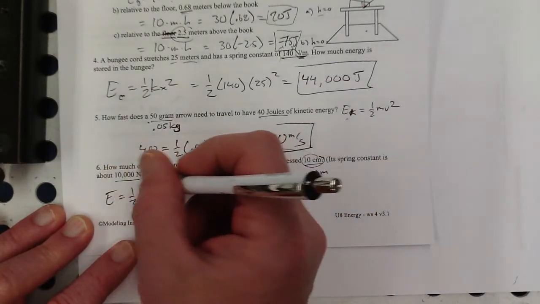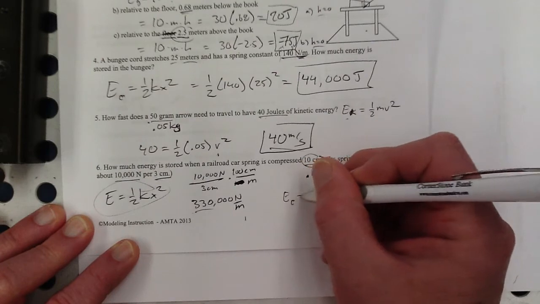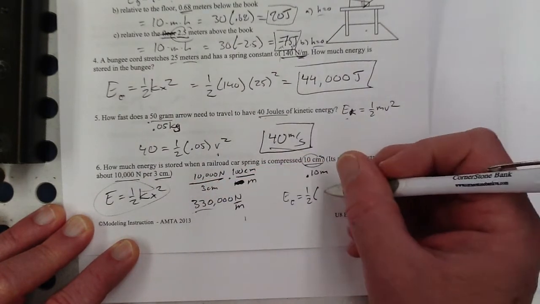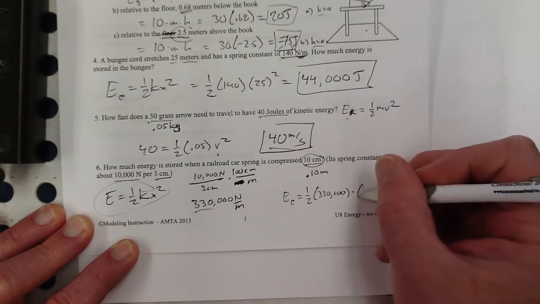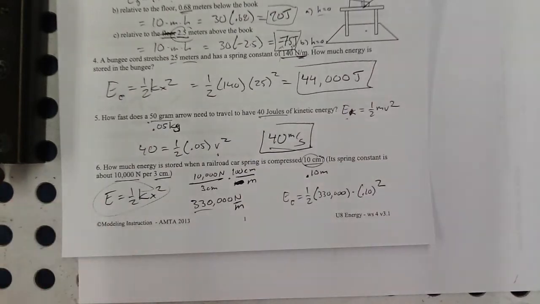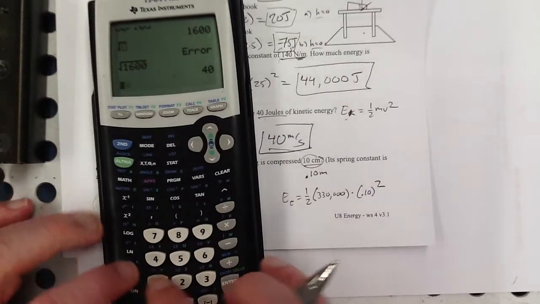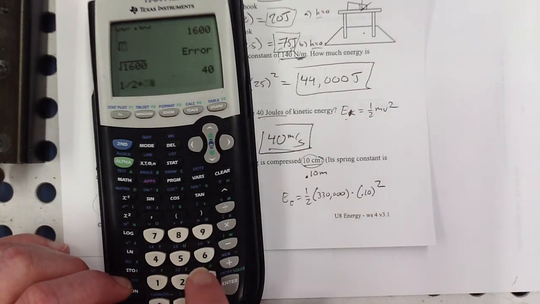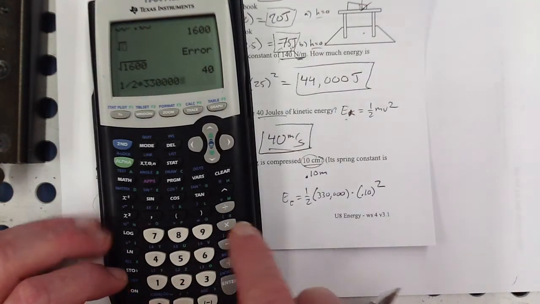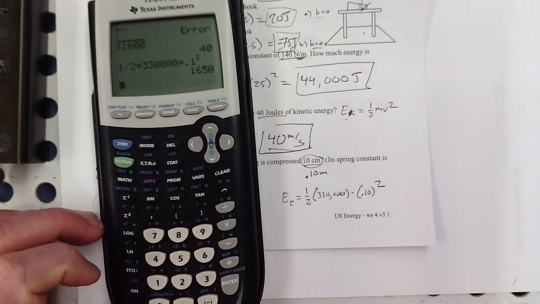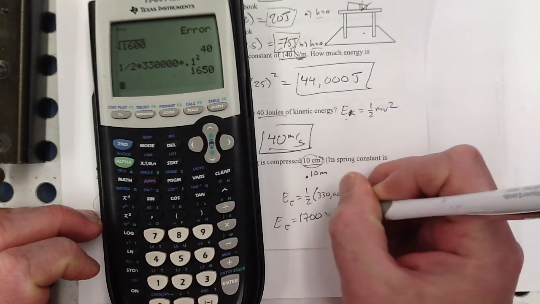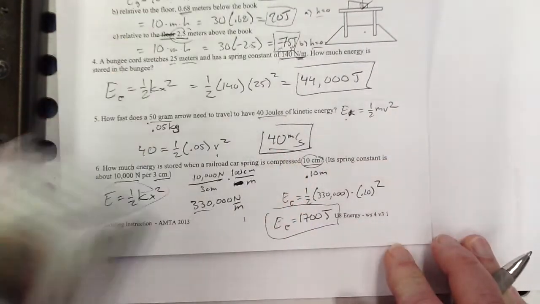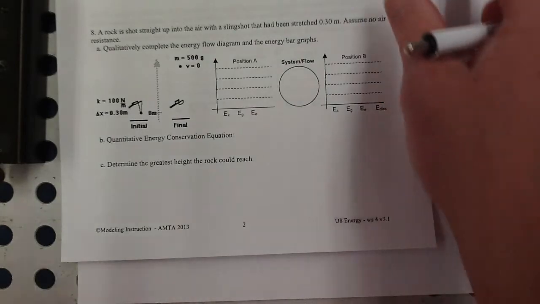Okay, so then I need to do 1/2 k x squared. So that's about 1,700 joules or so. All right.